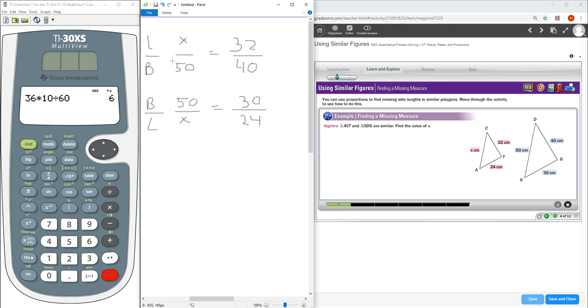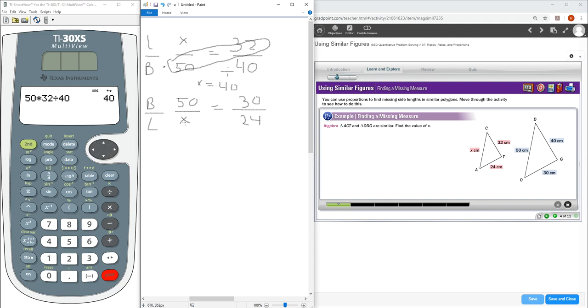So here, let's look at the numbers that are across from each other in an X pattern. 50 and 32. That'll get our multiplication dot. And then our number that's across in the variable gets our division sign. Let's start with that one. Over to the calculator. We have 50 times 32 divided by 40. Okay, great. So x equals 40.